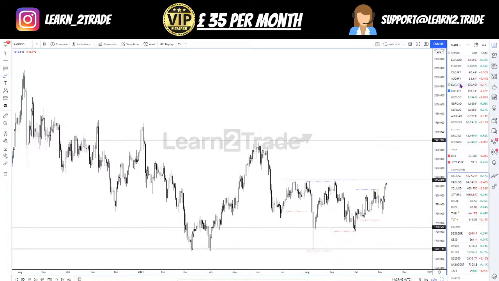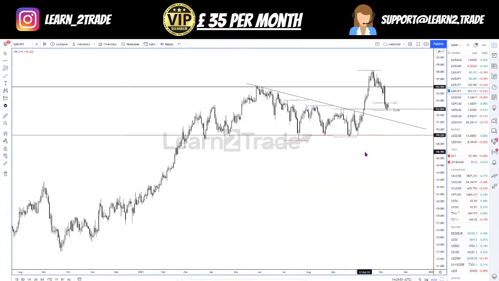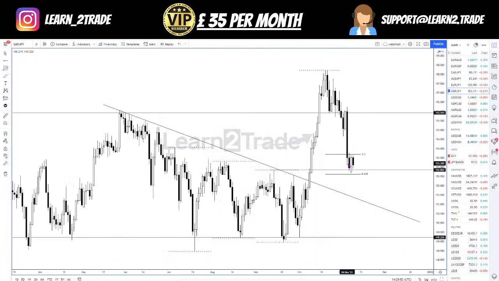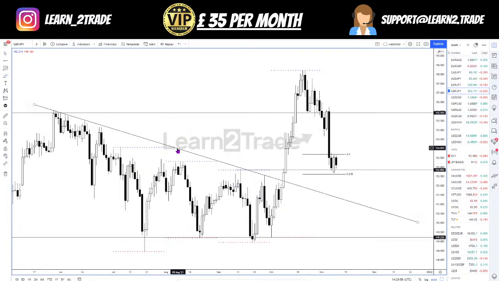Pound yen. So Bailey completely and utterly messed the pound up. It was really unexpected for me at least last week. I think it was on Thursday when the Bank of England released its monetary policy report.